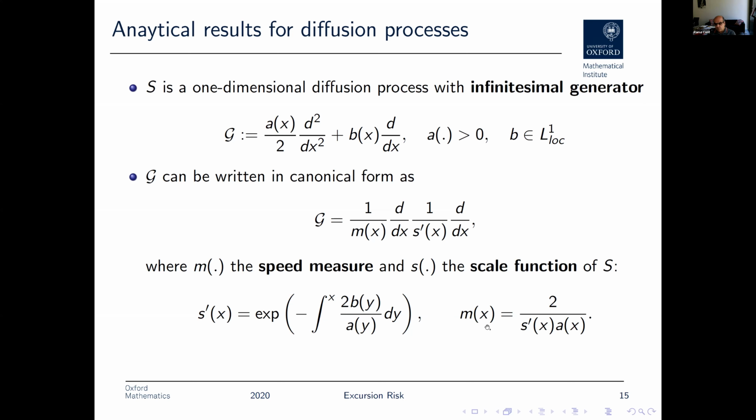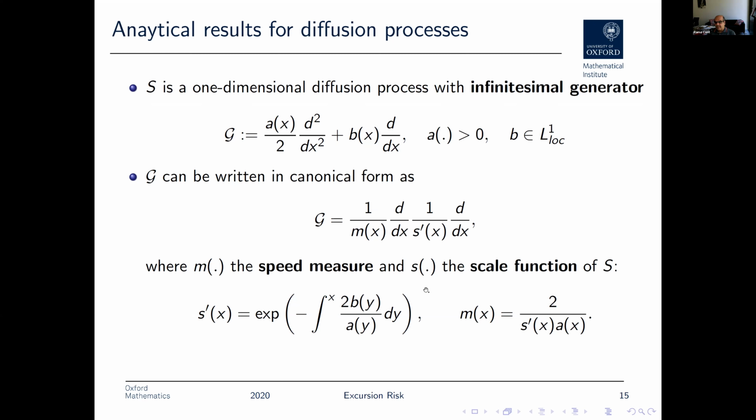So you define two functions. One is called the speed measure M, which is 2 over S prime A, where S prime is this, and then the scale function, which is S, whose derivative is this. Okay, so the scale function is defined up to a constant. The derivative is given here. So usually you define it to have value 0 at 0, but that's not necessary.